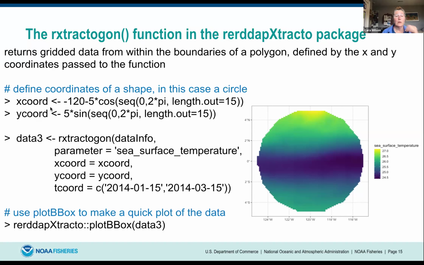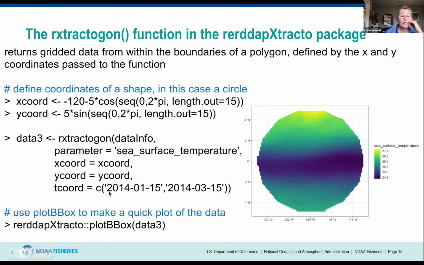I'm just defining a circle. This is going to be a circle that's focused on the equator and at 120 degrees west. So I'm basically making 15 points that are going to define a circle. That's what I'm doing here with the xcoord and ycoord commands. And then I'm calling our extractagon. I'm putting in the parameter name that's in the same dataset that we've been using, which has the info contained in data info. xcoord and ycoord I've just defined above.